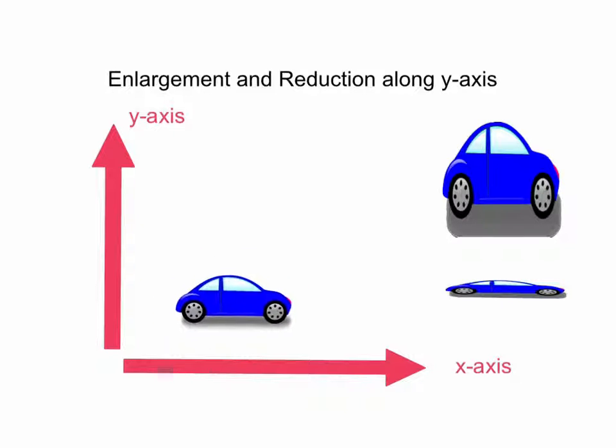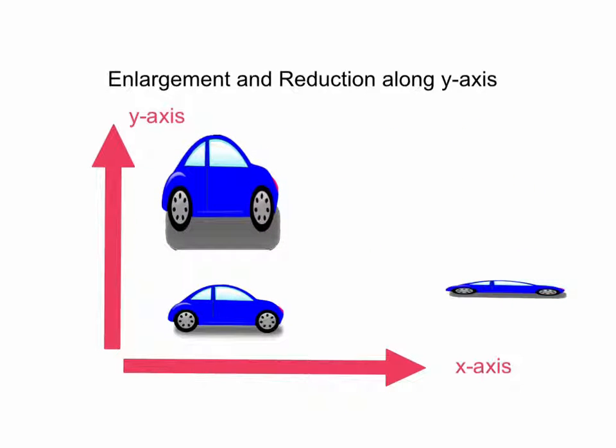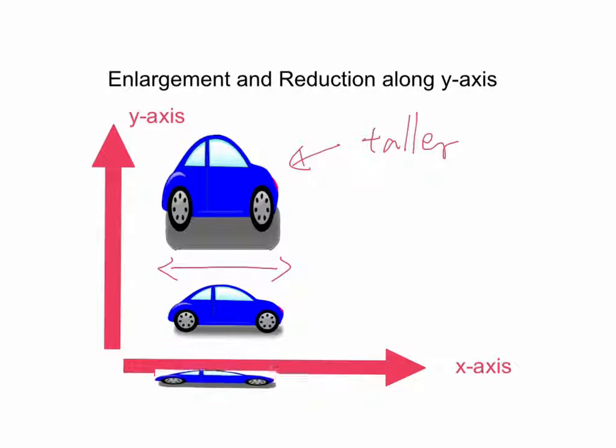Okay, look at this normal car. Now I want to enlarge this car along y-axis, so it will become this one. And you can easily observe that they have the same length. But obviously, this one is taller. And also, I can reduce the car along the y-axis, so it will become like this one. And this one is shorter.